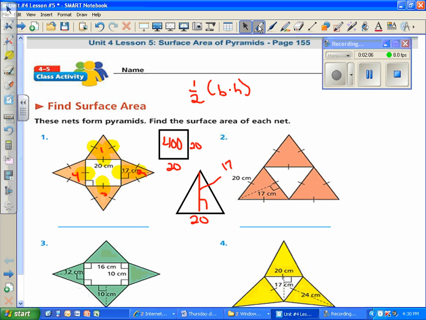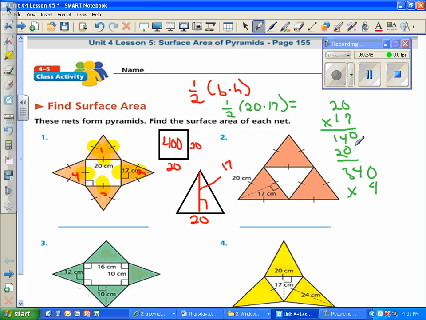So we have 1/2 of 20 times 17 equals 20 times 17, which is 340. How many do we have? 1, 2, 3, 4.